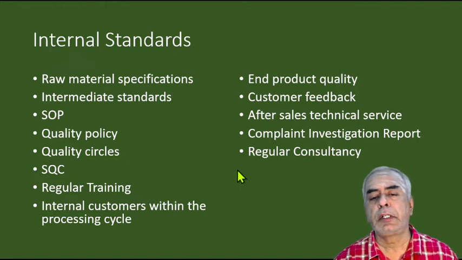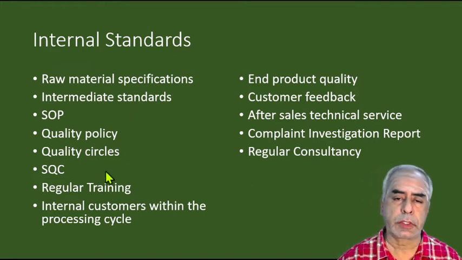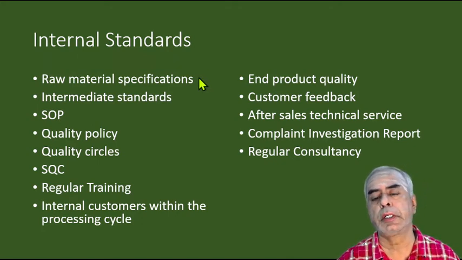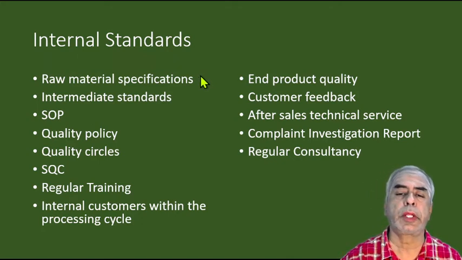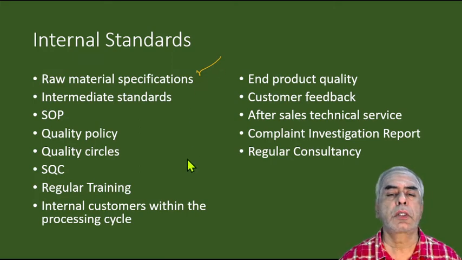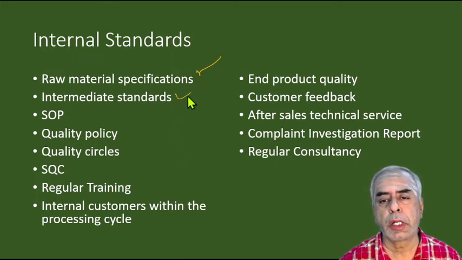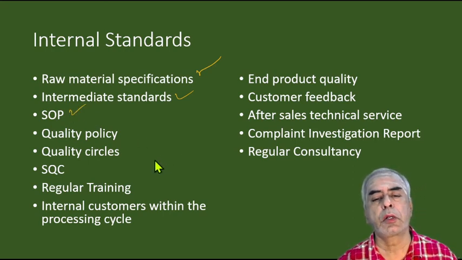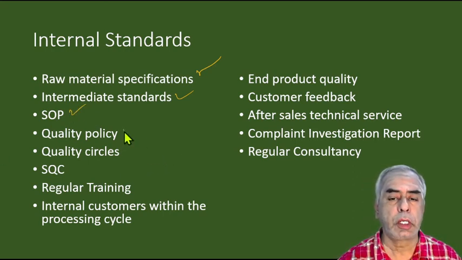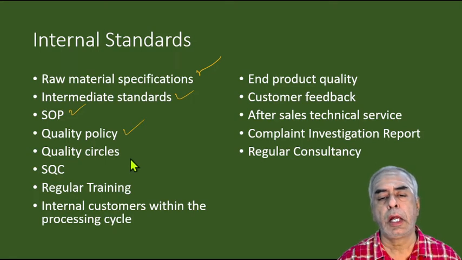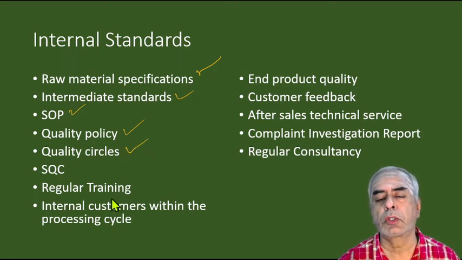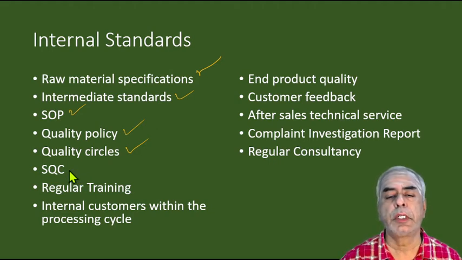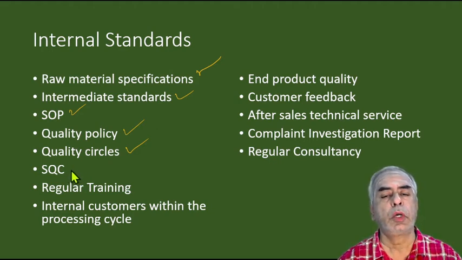And then internal standards. As far as internal standards are concerned, your raw materials are very, very important in determining the quality of your end product. So you should have stringent raw material specifications, and you should have developed internal standards, and for process also you should maintain standard operating procedures. Then you should have a firm quality policy, and better you can have some training for quality circle activities, so that it will improve the team performance and good working culture.